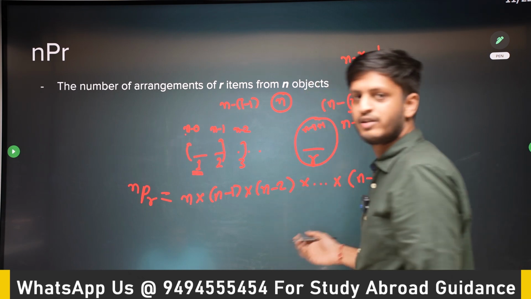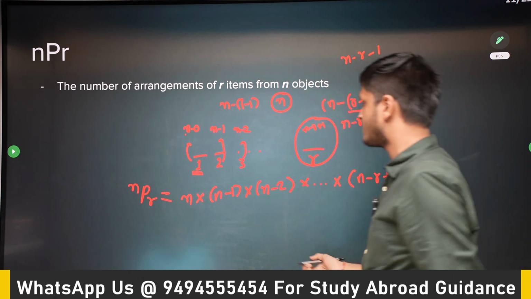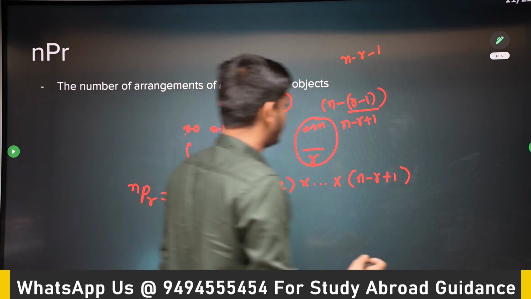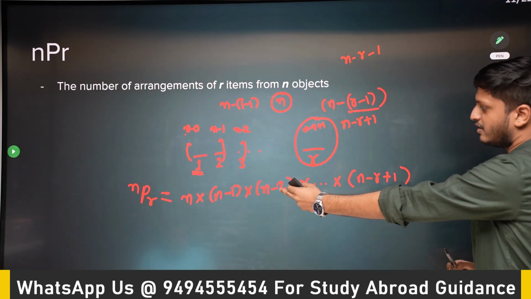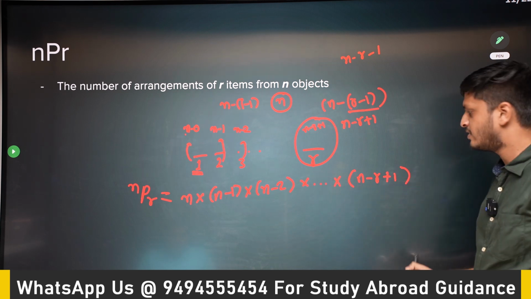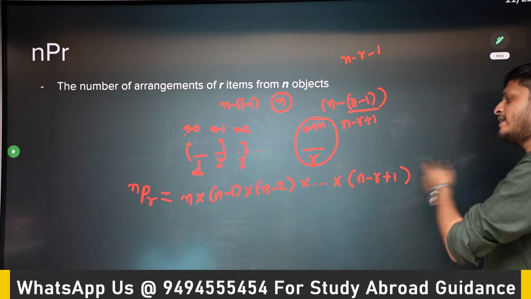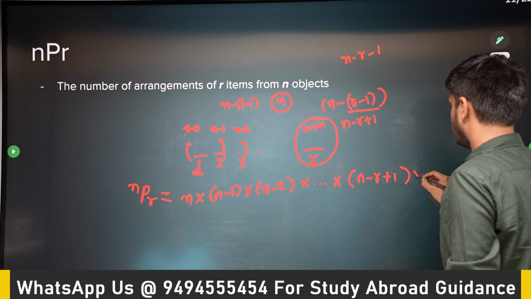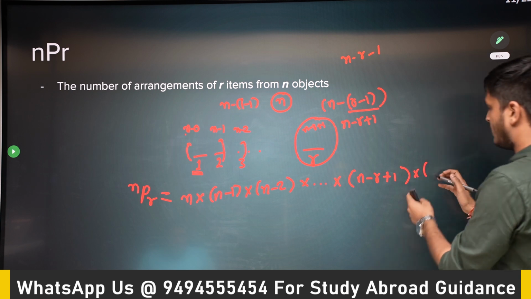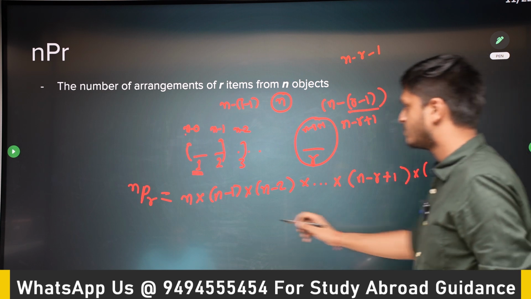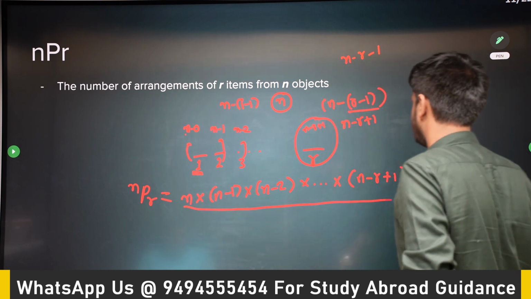Now we can use factorials to simplify this. We know that n factorial is the product of all the natural numbers from 1 to n. So why not complete it up to n? Let's try to complete it up to n. I'm multiplying some new numbers here, and I'll divide by the same numbers.